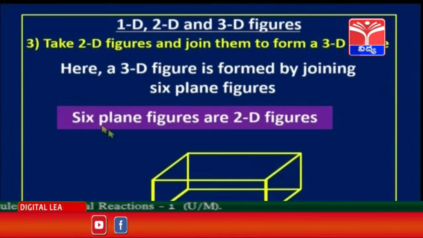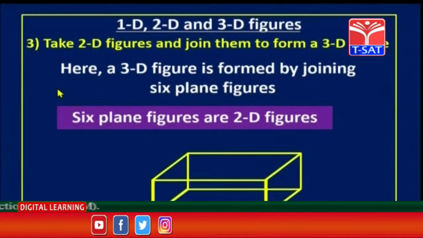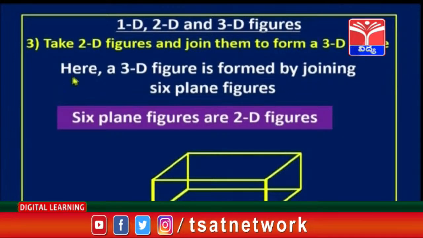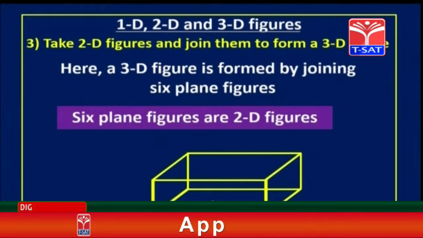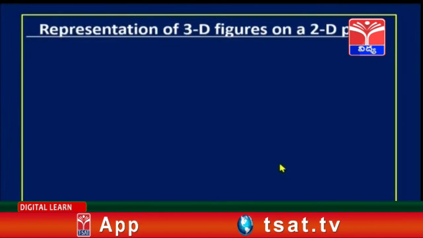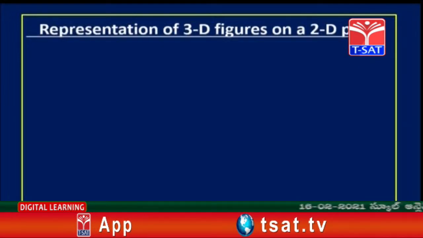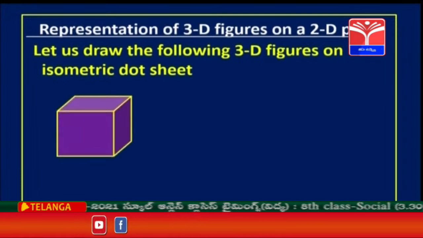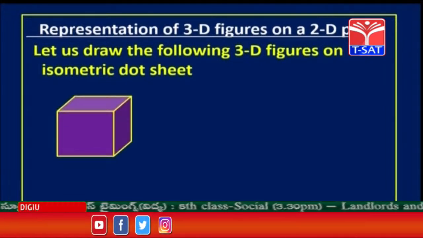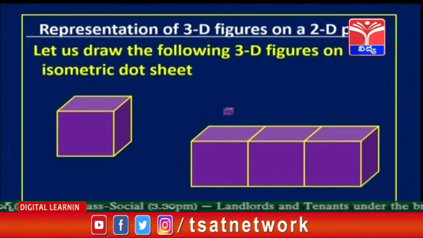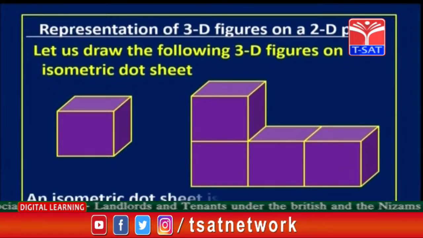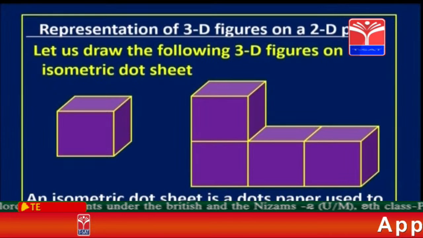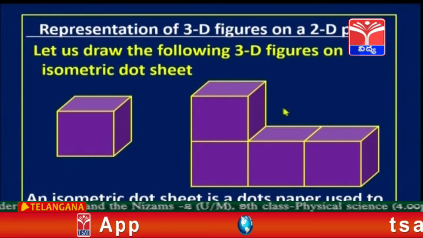Children, before joining we have taken 6 plane figures, right? Those are 2D figures, but after joining you are getting an object which is a 3D figure. Representation of 3D figures on a 2D plane. Let us draw the following 3D figures on isometric dot sheet. Children, here I am taking a cube and combination of cubes. Now, what you have to do children? Yes, we have to draw them on an isometric dot sheet.